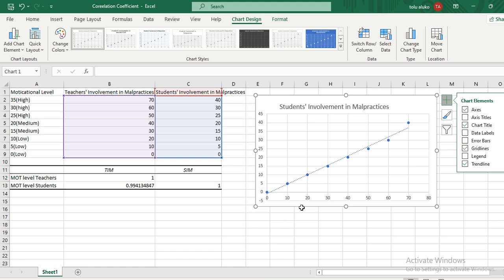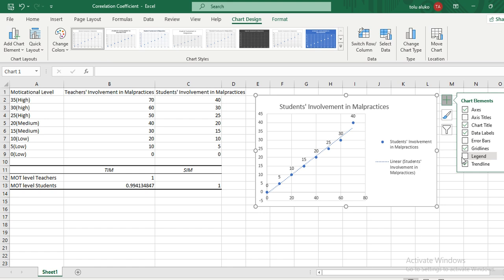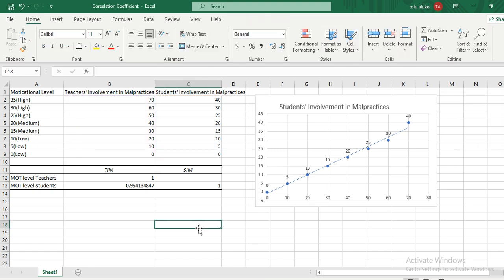So if you want to make this more visible, you can click on data label if you want. You can choose legend. I choose not to choose that. And you can say there is a high degree of correlation between the two variables.